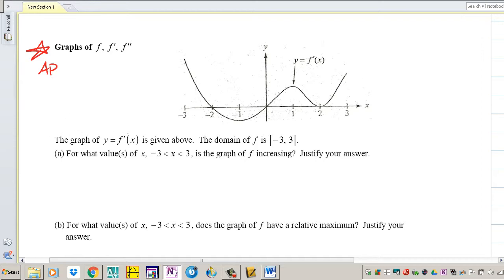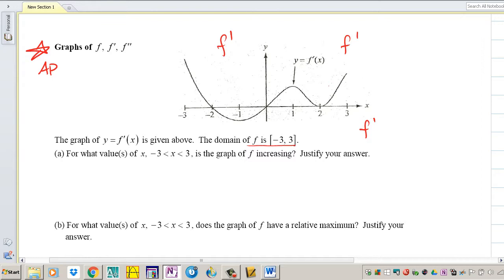The graph of f prime is given above. The domain of f is from -3 to 3 inclusive. So, what graph did they just say they gave you? They gave you f prime. So already you guys should be doing this. Okay? This is the graph of f prime, not f. The domain of f is from -3 to 3. Well, the domain of f prime is from -3 to 3, so that means that the function is continuous and it's differentiable because the derivative exists because we have it right in front of ourselves.